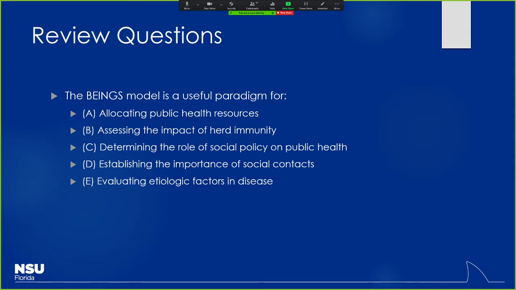Well, just like I was already talking about, because I have a tendency to run my mouth, you guys probably know about that already. This is evaluating those etiological factors in disease. So whether it's a biological issue, a social issue, or a behavioral issue, remember all the different factors that go into that, and be able to look at a case and determine which of those components it is referring to.